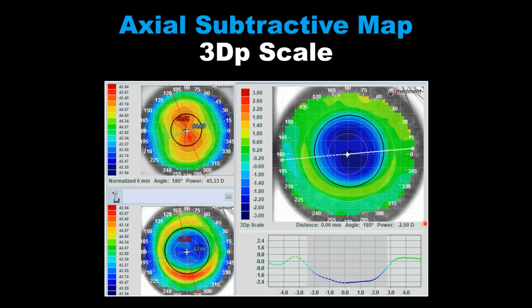to the fovea. So this subtractive map, for those of you who do orthokeratology, is a very critical piece of analysis that you want to do with all of your effects.